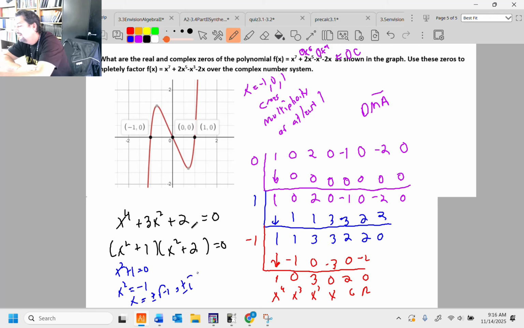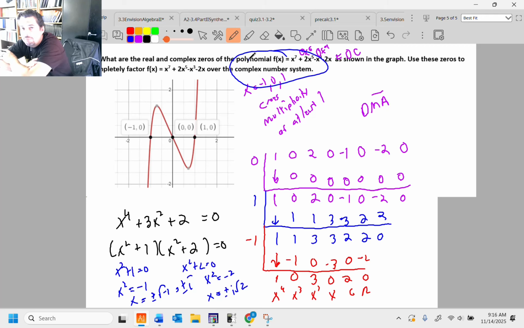All right, next one. X squared plus 2 is 0. X squared is negative 2. X is plus or minus the imaginary root of 2. And you're supposed to factor this over the complex number system, which means real plus imaginary.